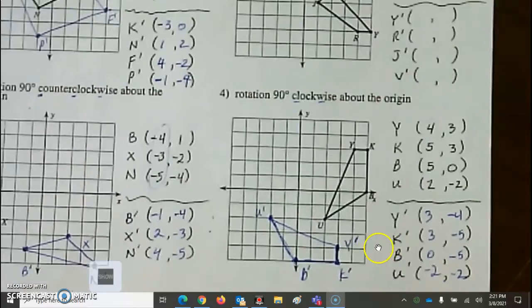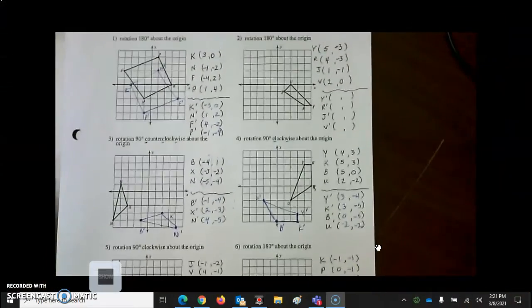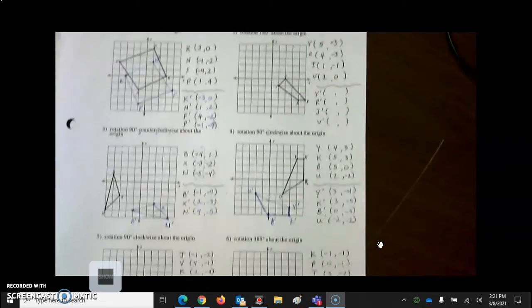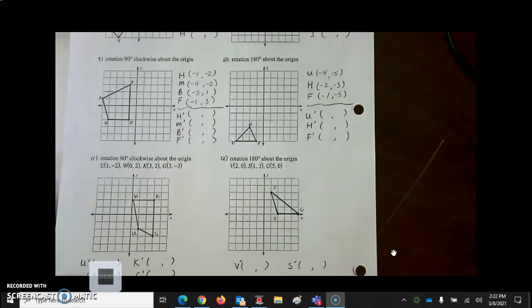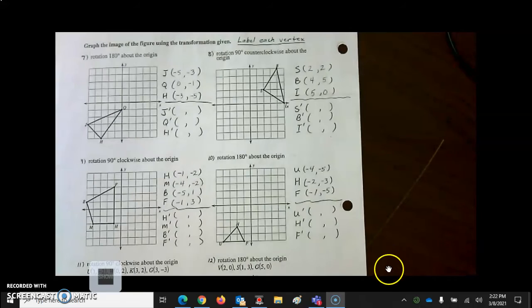Okay, that's it. So these are the notes and the assignment. You just have to finish the ones that are not done. I did one of each. That's all you have. And yes, there are 6 on the back. Take your time and try to be careful and do the rotations. If you need any help, let me know.